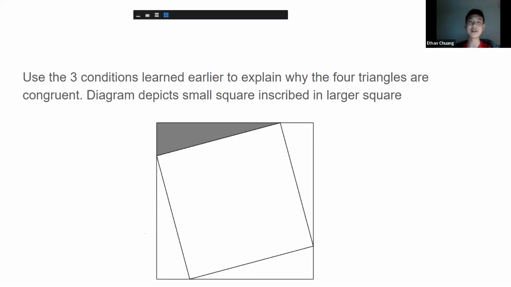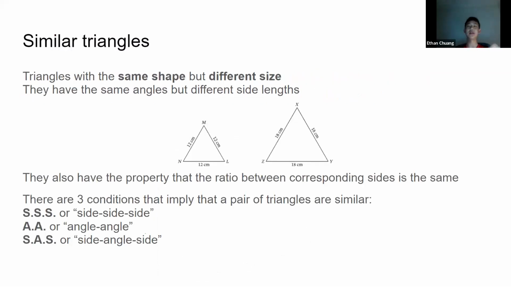All right, we'll start on similar triangles now. So we've done congruent triangles, where the shape of the triangle is the exact same and the size is the exact same. But similar triangles are when the shape is the exact same but the size differs, right? Which means the two triangles will have the exact same angles, but different length sides.